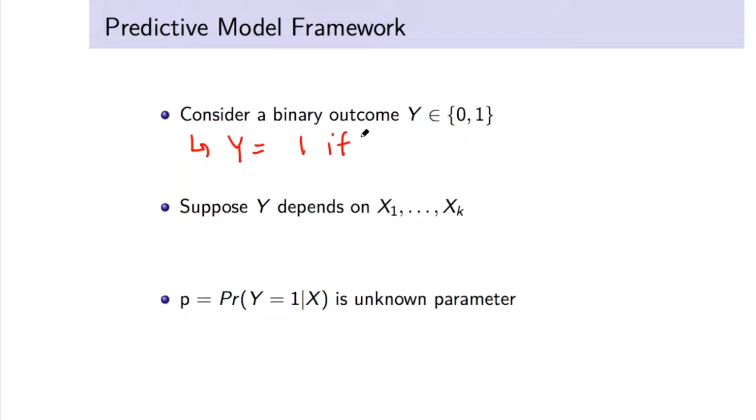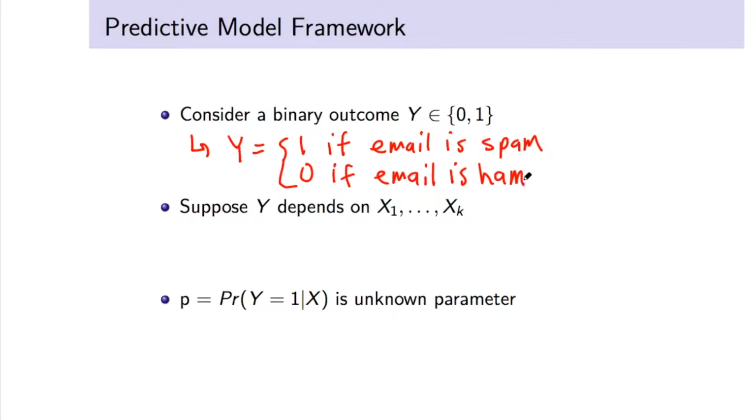One example of this that we talked about in a previous video: if, let's say, we're doing spam detection, then our email can either be spam or it can be ham, which means that it's not spam. So y equals 1 if the email is spam, or y equals 0 if the email is ham, which means that it's not spam.